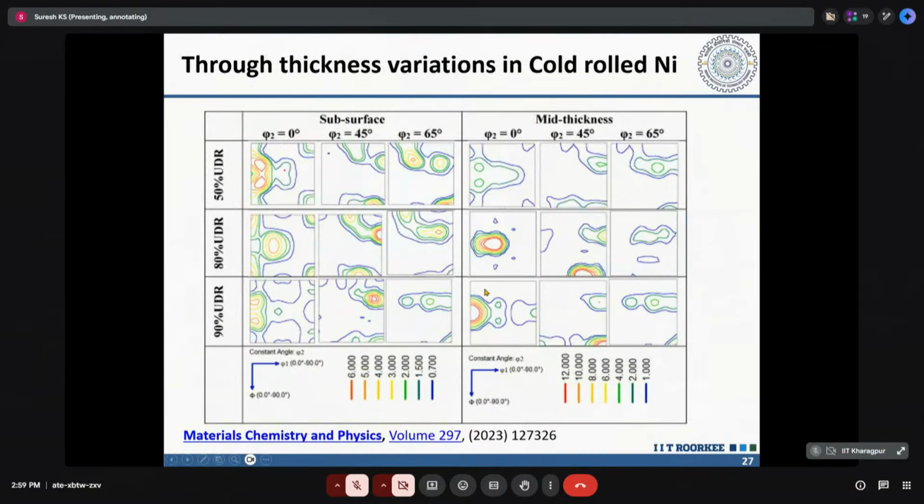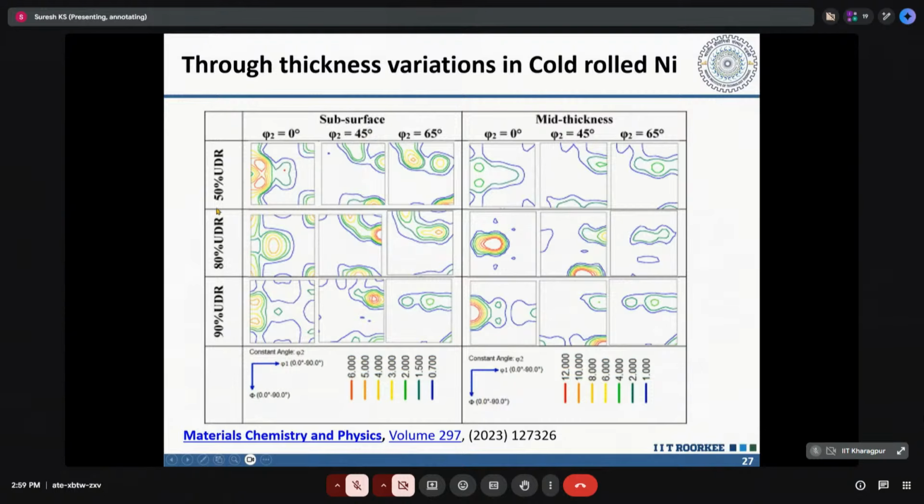Now I am going to a cold rolled nickel sample. Just for the sake of showing the orientation distribution function, instead of pole figures, I am showing the different sections of the orientation distribution function. On the left hand side you have the subsurface region, and on the right hand side this is for the mid thickness region. Subsurface region implies here just a few hundred microns below the surface, to avoid the direct effects of friction on the sample surface.